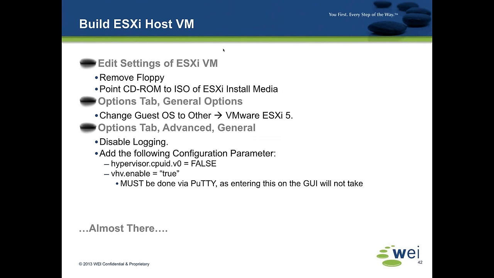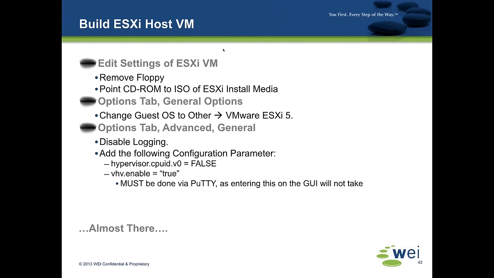Some things that you have to do and some things that I like to do: I remove the floppy because it's unnecessary. You have to point the CD-ROM to the install media. Once you've built the virtual machine and edited settings, you can go to your guest OS and tell it it's an ESXi 5 virtual machine. It's actually a supported guest operating system type. Some of the other things I do is I disable logging because I don't need it for my lab environment.